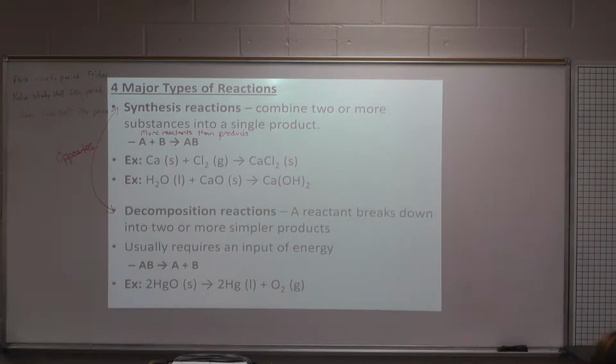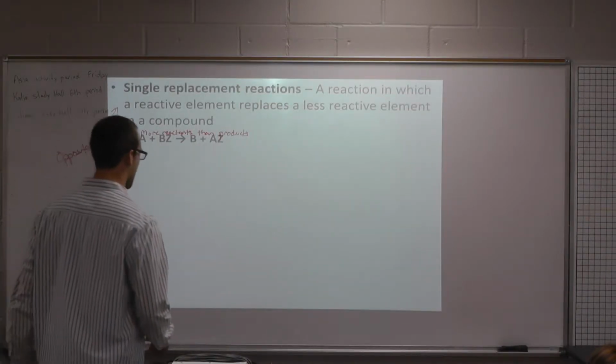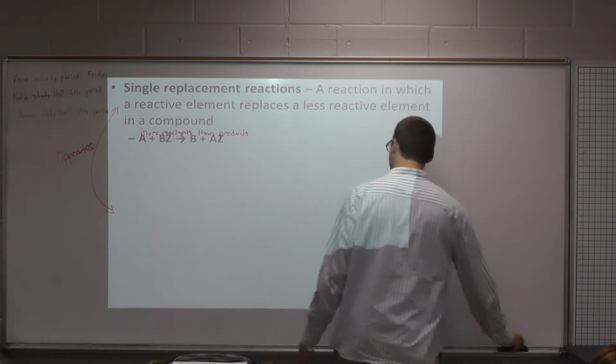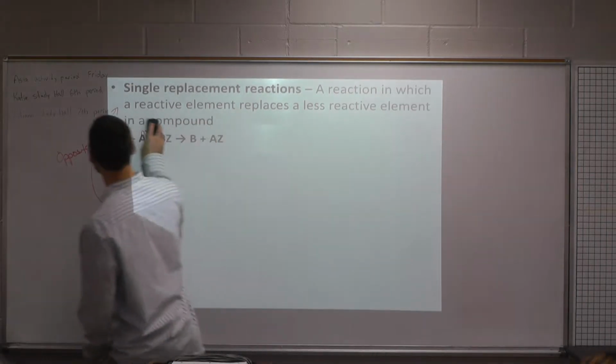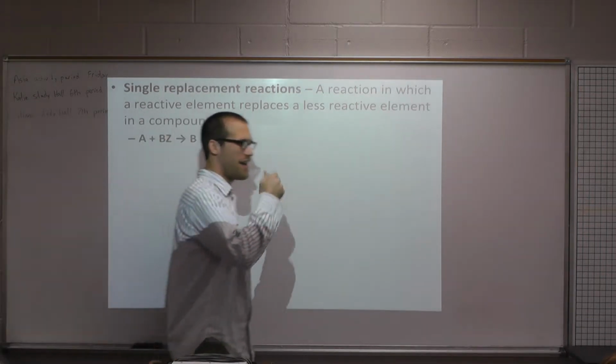HgO breaking down into mercury and diatomic oxygen would be an example of a decomposition reaction. There's quite a few of them. Okay. Single replacement. Ah, the single replacement. Oh yeah, we didn't do this. Okay. All right.